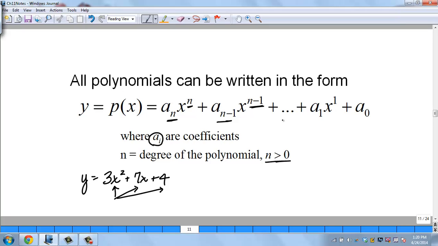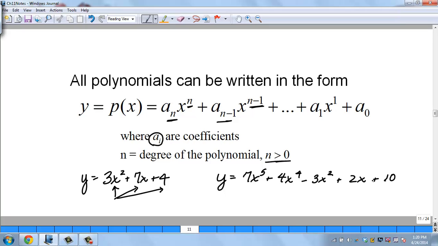So you've been doing polynomials all along. I can have as many terms as I want. I could have y equals 7x to the 5th plus 4x to the 4th minus 3x squared plus 2x plus 10. I mean, that's a polynomial. You just have 1, 2, 3, 4, 5 terms.